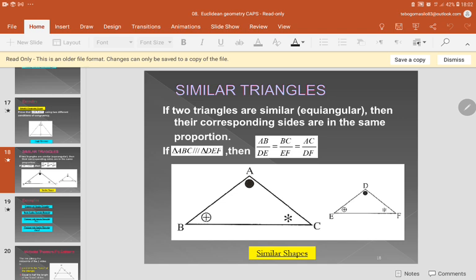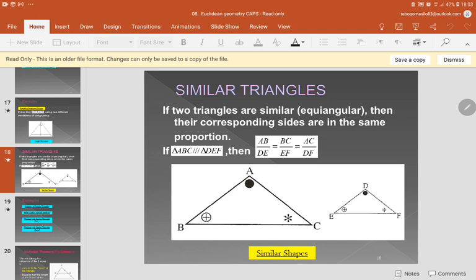It does not necessarily mean the shape is the same. As you can see, ABC is bigger than DEF. So similarity has absolutely nothing to do with congruency. Congruent means they are exactly the same, but similar means they are not.